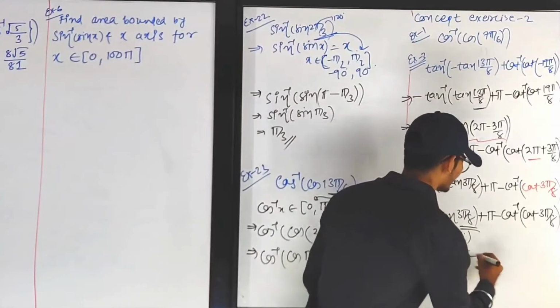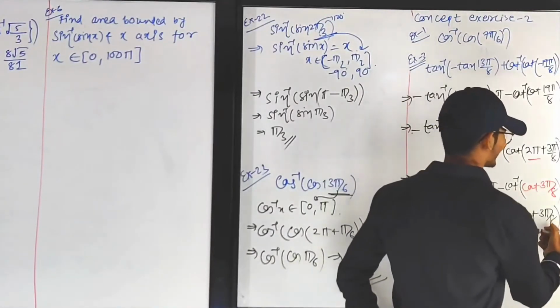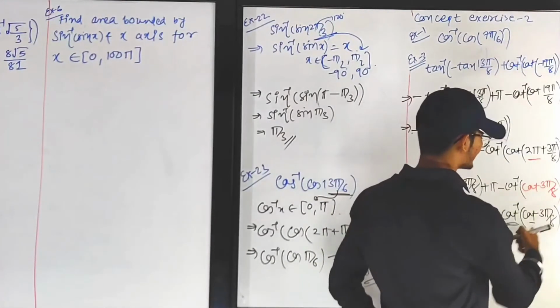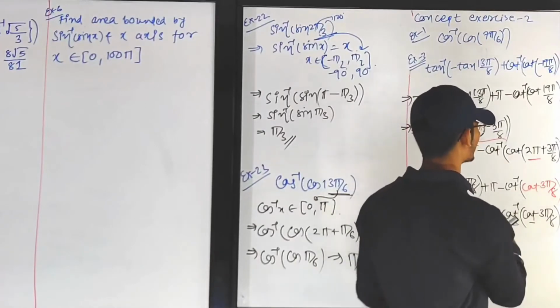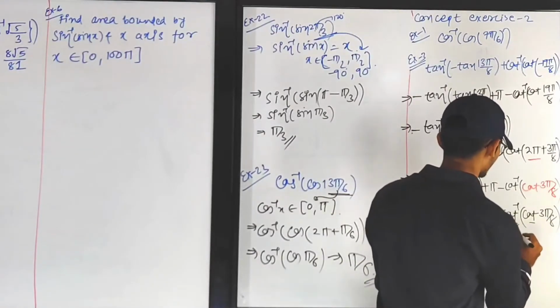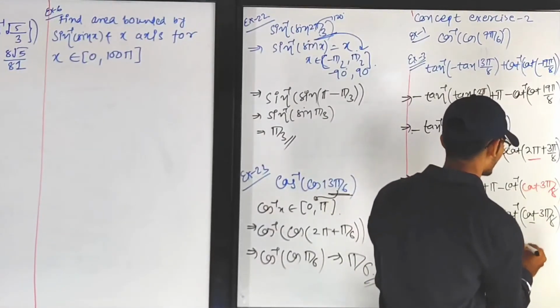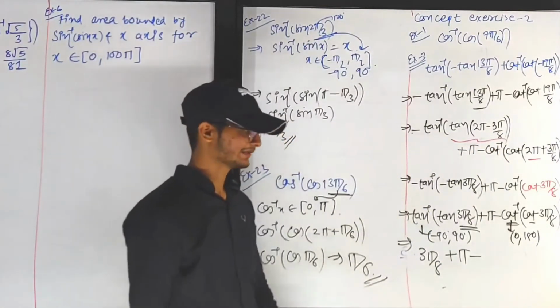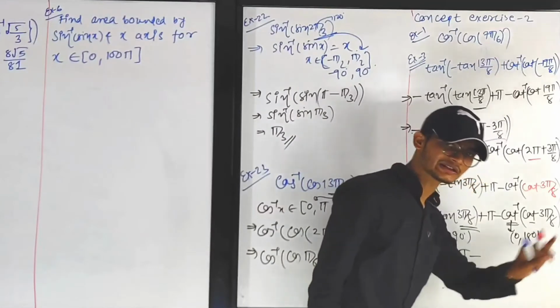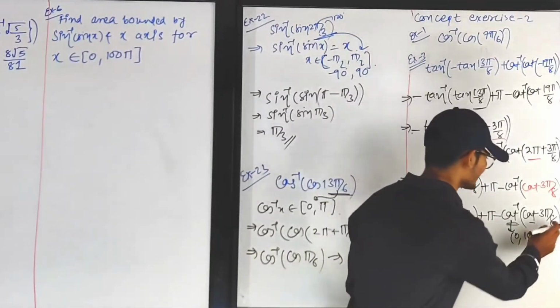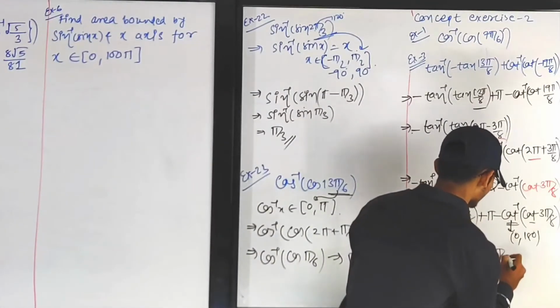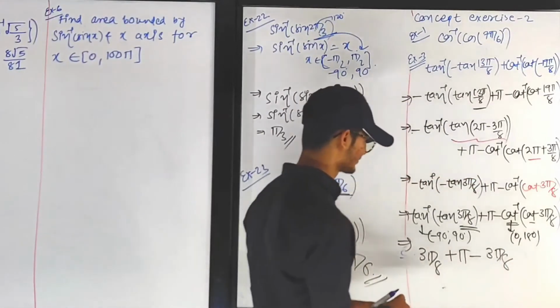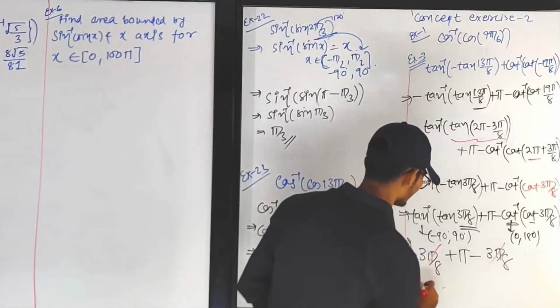plus pi minus, here now we check, that is 67.5 something. So that lies in the range of the cot inverse. What is the range of the cot inverse? 0 to pi means 0 to 180. So 67.5 lies in the range 0 to 180. So directly we can cancel out. So 3 pi by 8, 3 pi by 8 cancel out. So what is the answer? Pi.